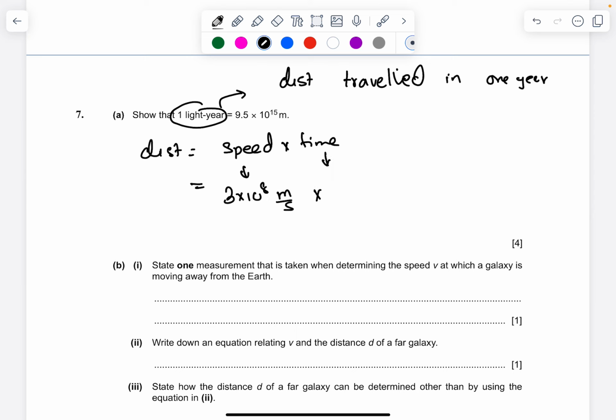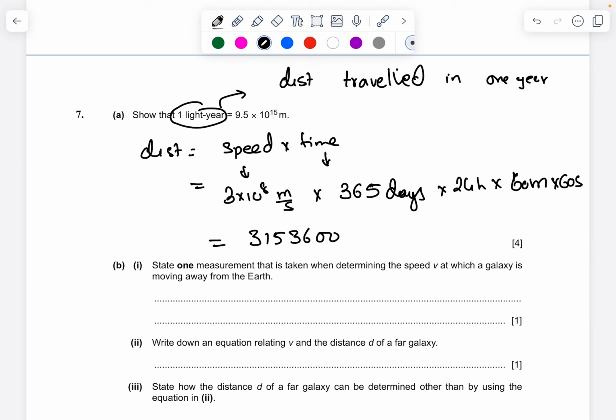Time in 1 year: 1 year has 365 days, 1 day has 24 hours, 1 hour has 60 minutes, and 1 minute has 60 seconds, because you should be calculating into seconds. So when you simplify all this, you should be getting 315,360,000, which is going to be 3.51 times 10 to the power of 7 seconds. Times 3 times 10 to the power of 8, which becomes 9.5 times 10 to the power of 15 meters.